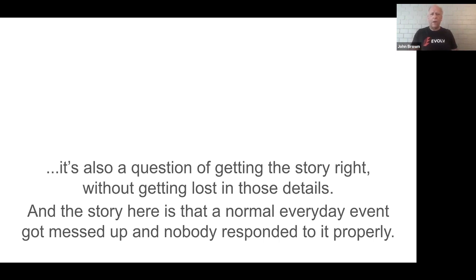And the different air traffic control centers lost track of the flight for a while when a shift change happened. So the real story underneath all of those details, and they're much messier than what you'll find in the press, the real story there is that a normal everyday event, a flight that happens a couple of times a day, got messed up and nobody responded to it properly.